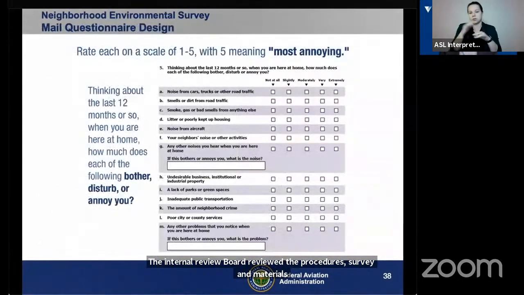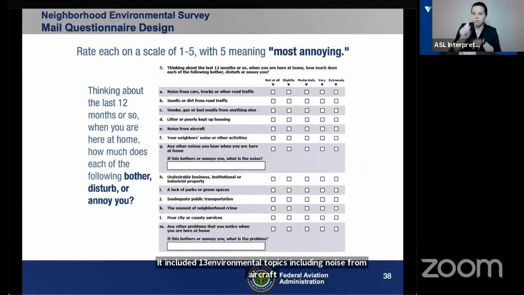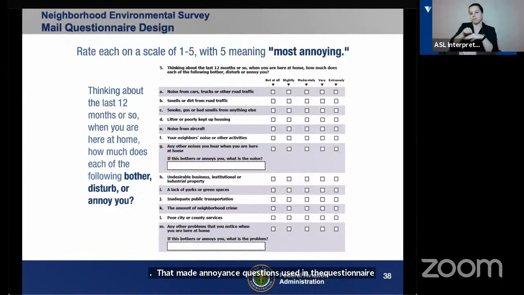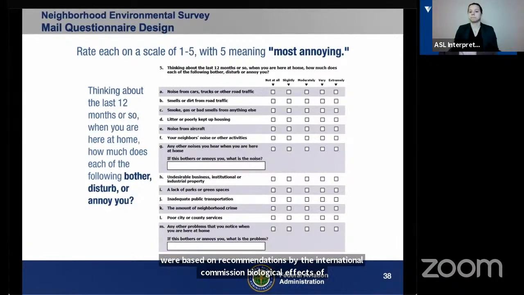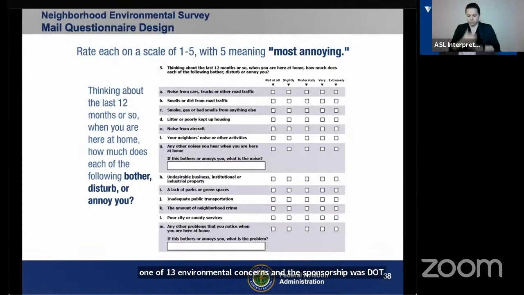The mail questionnaire included the key question, thinking about the last 12 months or so, when you are here at home, how much does each of the following bother, disturb, or annoy you? The survey included 13 different environmental topics, including noise from aircraft, as shown on the slide. The main annoyance questions used in the questionnaire were based on recommendations by the International Commission on Biological Effects of Noise. Since aircraft noise was one of 13 environmental concerns listed, and the sponsorship was DOT, the recipient did not know this was, in fact, an airport community noise survey.